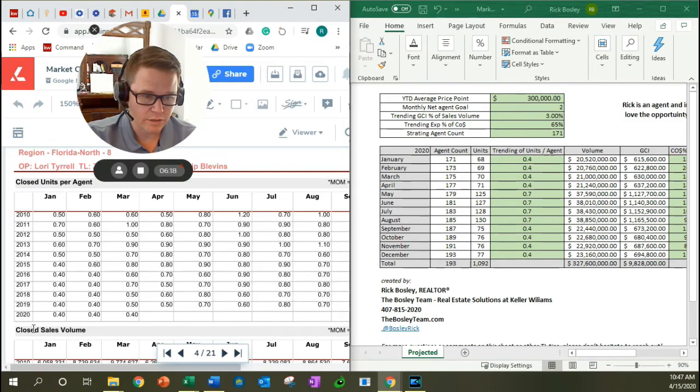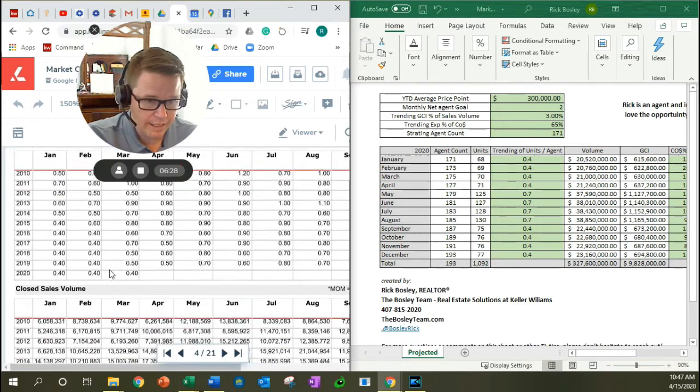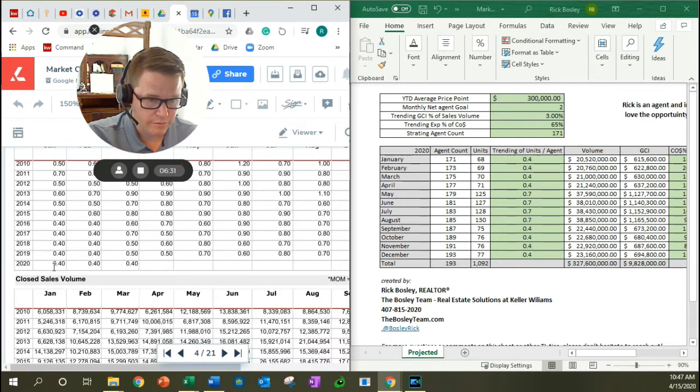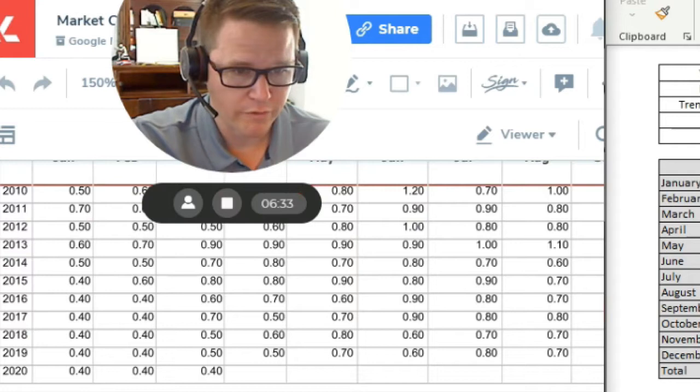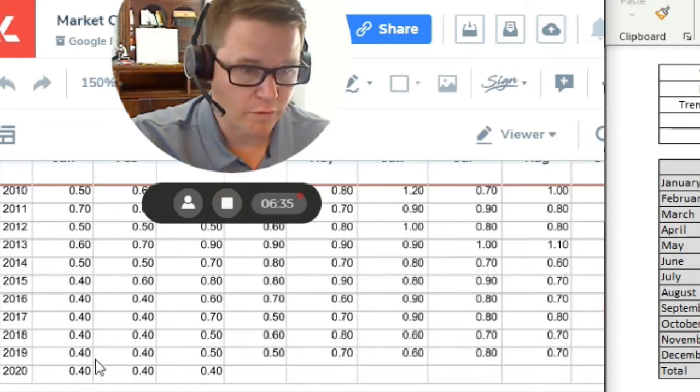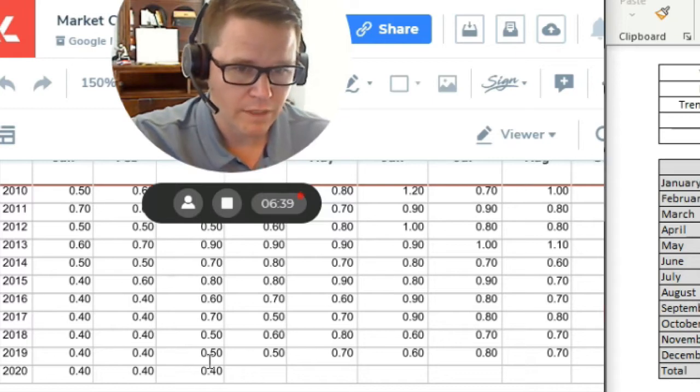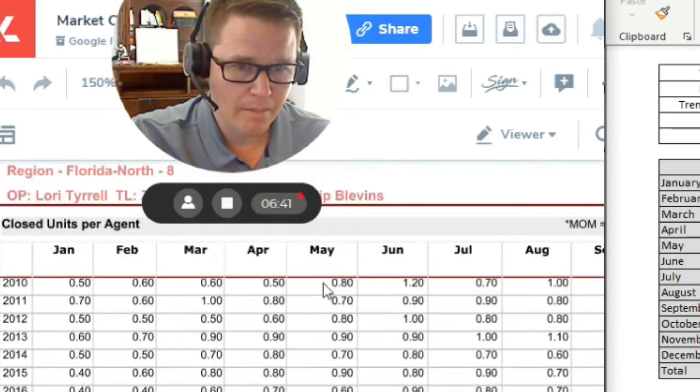So what I'd like you to do is look at your trend lines of what you've done. Now, essentially closed units per agent. If you take all of your agents and you divide how many closings there were, divided up equally, it's 0.4. These first 3 months have been 0.4, 0.4, 0.4. Last year and the year before, pretty consistent, right? We're seeing some 0.4s here in the first quarter. Now watch what happens here come May.